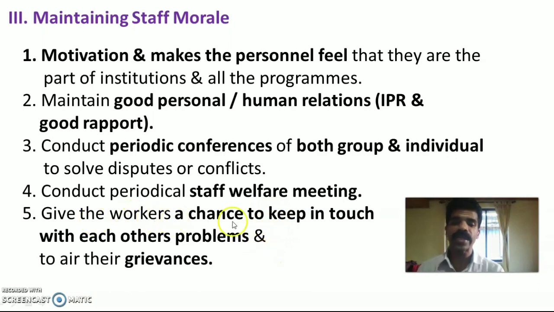So give the workers a chance or opportunity to keep in touch with the various problems they come across during their services, during their activities, or during their health services, and give them opportunity to relax and thus reduce their grievances or stress and tensions. Then make them more happy to participate with the we feeling by teamwork. So these are the 5 supervisory functions to maintain the staff morale in the organization or institution.